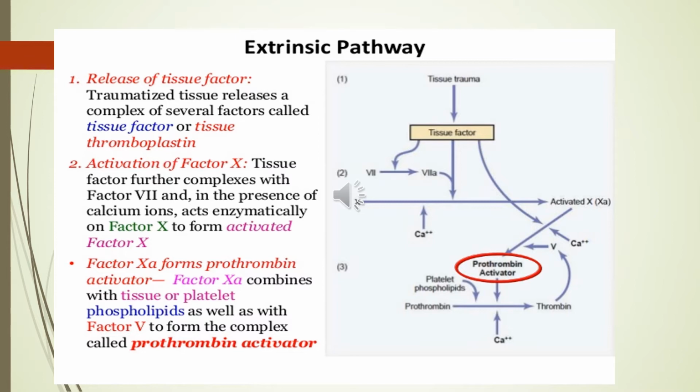Okay, on this slide, this is a simpler version of the extrinsic pathway. You can see in step one where it's got a release of tissue factor. Traumatized tissue releases a complex of several factors called tissue factors or tissue thromboplastin. Step two, activation of factor 10.